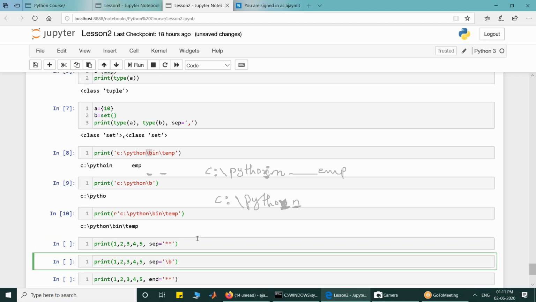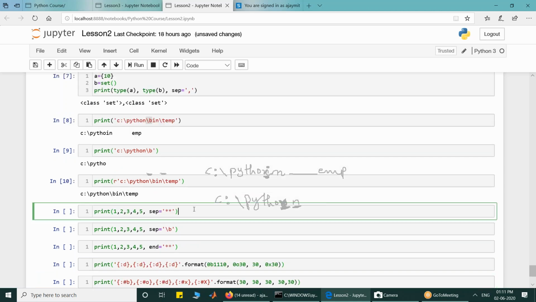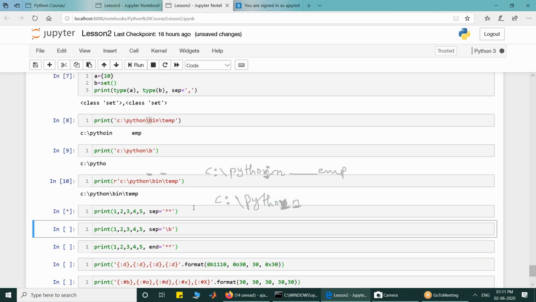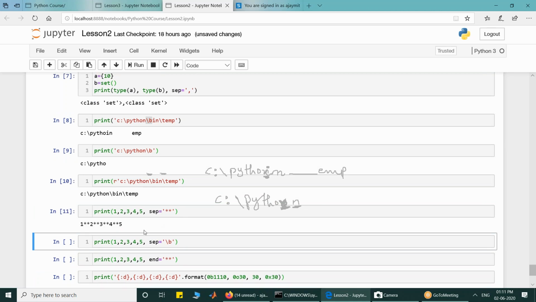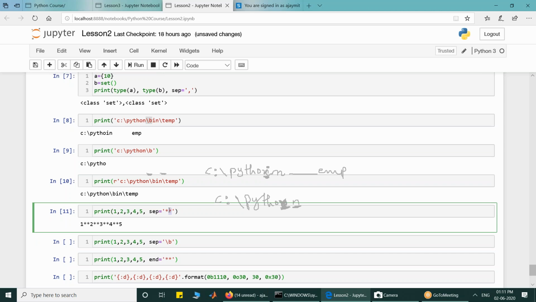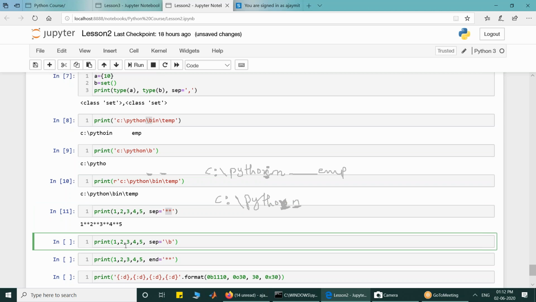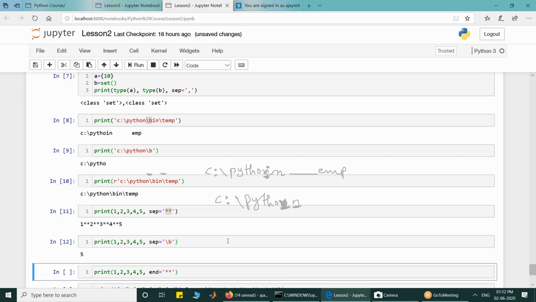What would be the output of this? 1, 2, 3, 4, 5 with separator asterisks? Yes. So it will make it 1, 2, 3, 4, 5 separated with double asterisks. Yes, students, you are getting it right. The separator is what goes between the output of two objects. You will get stars. What would be the output of 1, 2, 3, 4, 5 backspace? Yes, because backspace puts the cursor below. So this makes it 5.